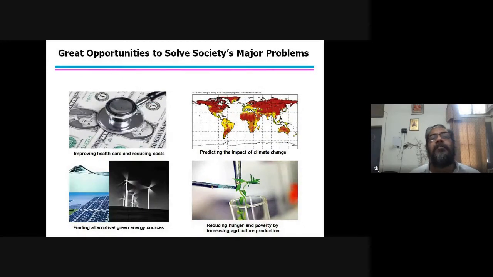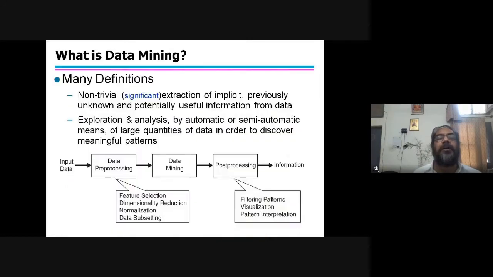A few pictures here again. We have great opportunities to solve society's major problems. Data mining can be helpful in dealing with social problems. For example, improving health care and reducing cost. Better quality of health services can be offered at low cost if we have proper study of data, analysis, and some knowledge. Predicting the impact of climate change. Finding alternative green energy sources. Reducing hunger and poverty by increasing agriculture production. These are simple; the pictures will help you for better understanding.